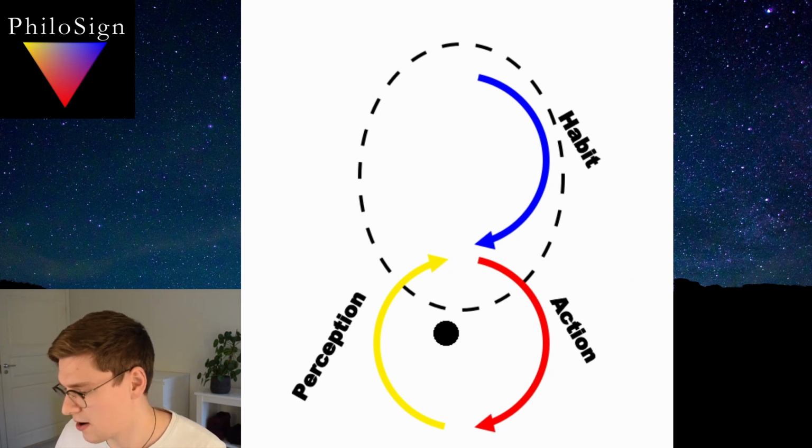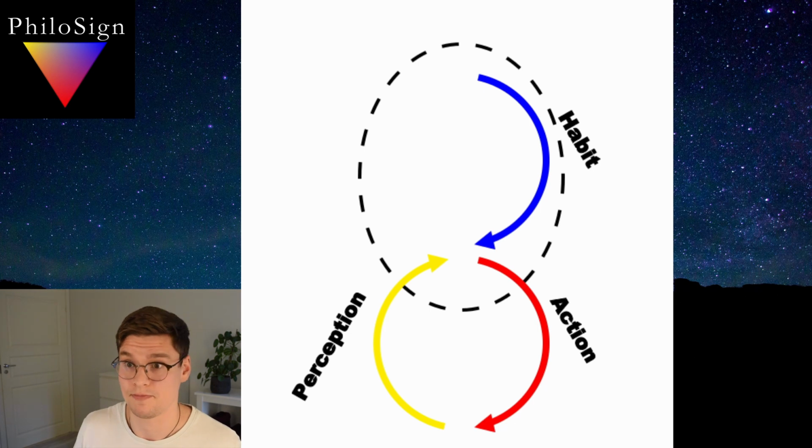Then there is the arrow of action over here, and that of course means action, how you act on your environment. And maybe the simplest example is all of your basic movements, but also something like thoughts, which can be seen as mind actions, fall into this category.